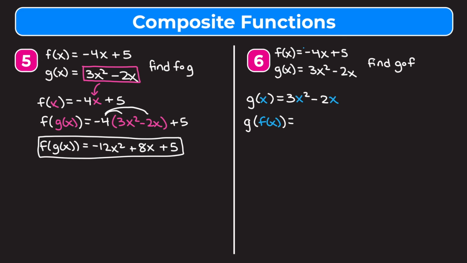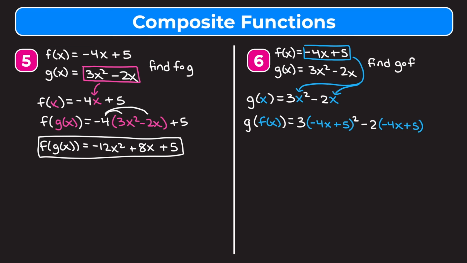And I know that f of x is equal to negative 4x plus 5. So I need to replace both x's in my g of x function with my f of x function of negative 4x plus 5. So I'm going to have 3, and then in parentheses, instead of having x, I'm going to plug in my f of x function of negative 4x plus 5. That entire thing is squared. Then I have minus 2, and again there's another x, so I need to replace it with my f of x function of negative 4x plus 5.